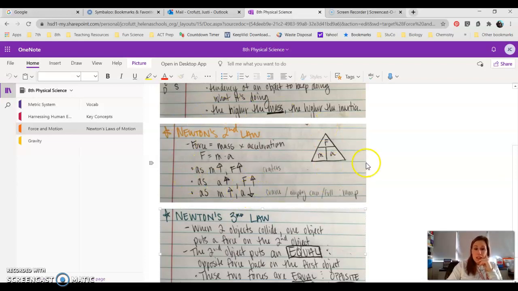Okay, so these kind of explain Newton's second law. Later you guys will do a little worksheet on Newton's second law, and I'll explain this pyramid a little bit better to you guys. If you have any questions, please let me know.